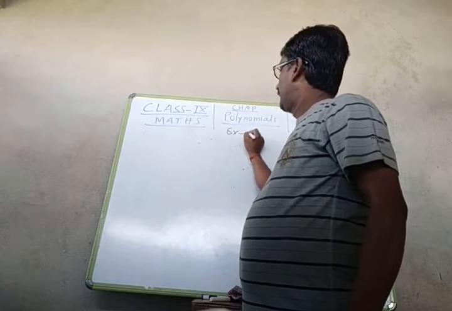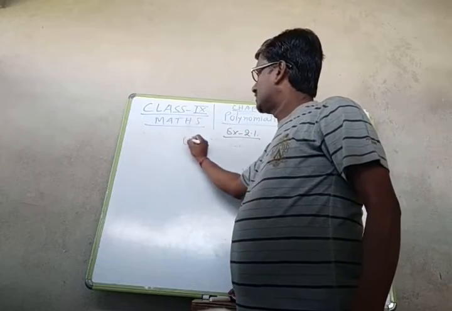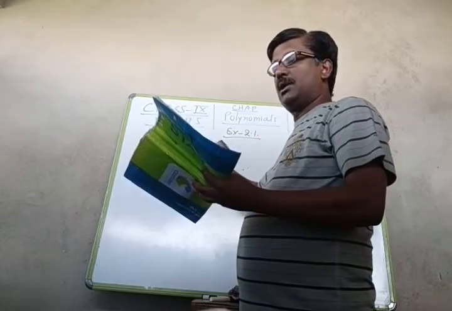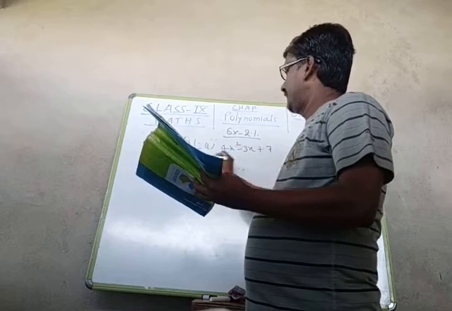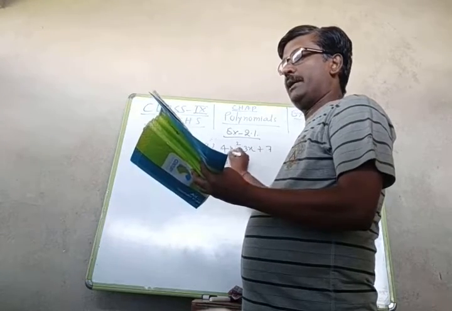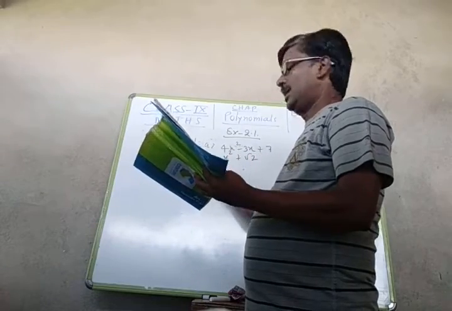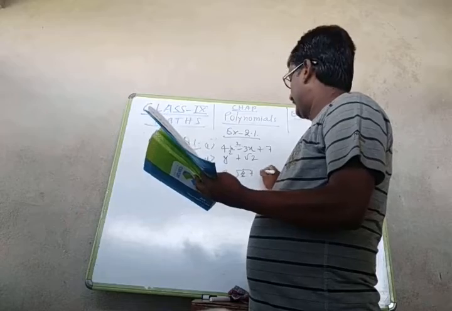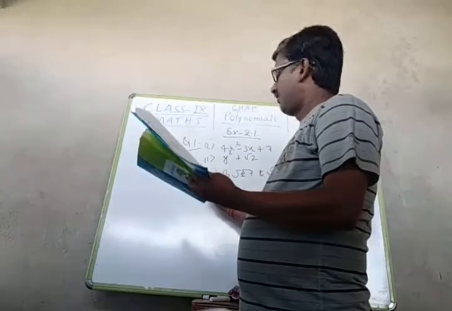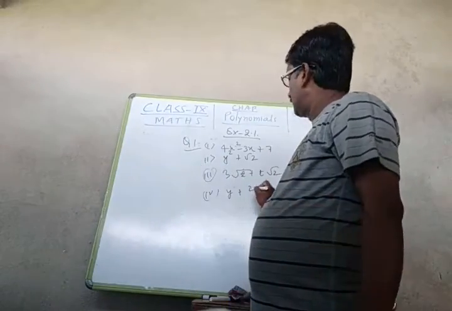Exercise 2.1, question number 1. First is 4x square minus 3x plus 7, second is y square plus root 2, third is 3 under root t plus t root 2, and fourth is y plus 2 by y.